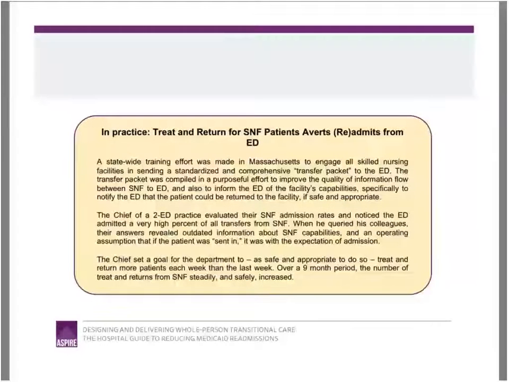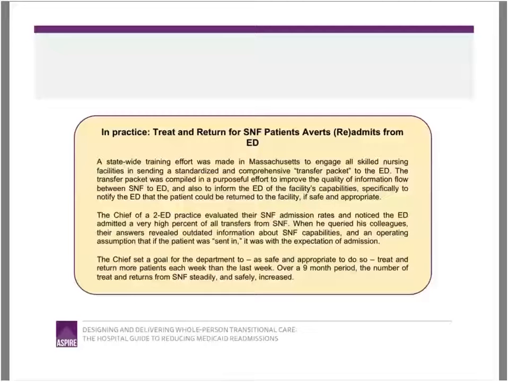So we'll close out this section with 2 examples of engaging the emergency department in efforts to reduce readmissions. The first example is the treat and release, treat and return for skilled nursing facility patients that are sent to the emergency department. What we have here is an example of a Massachusetts community hospital that examined their readmission rates and their admission rates among patients sent to them from skilled nursing facilities, and found that essentially all patients that were sent to the emergency room from a skilled nursing facility ended up being admitted.